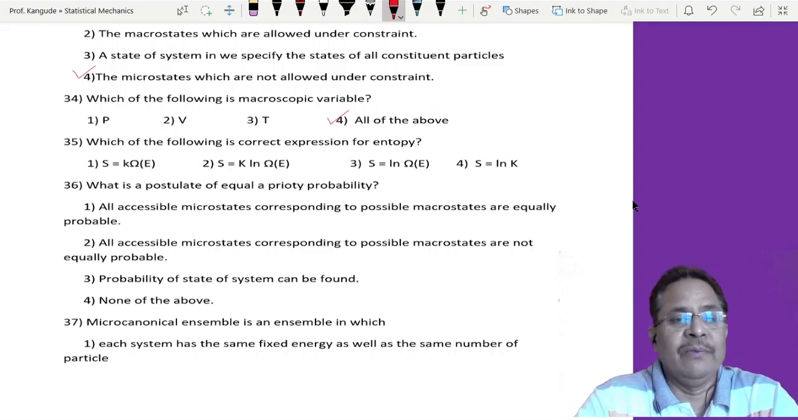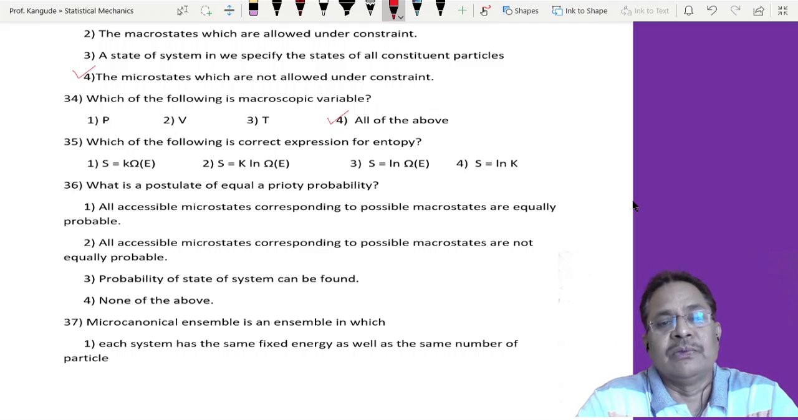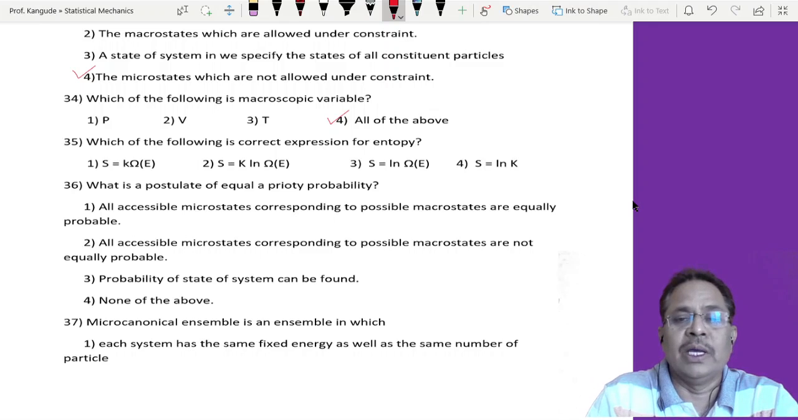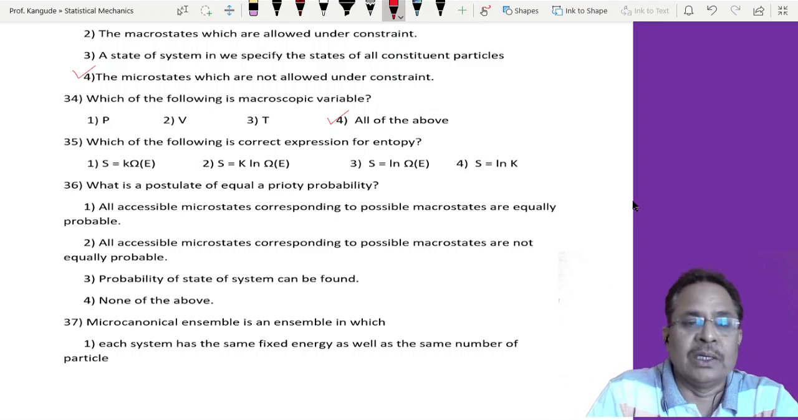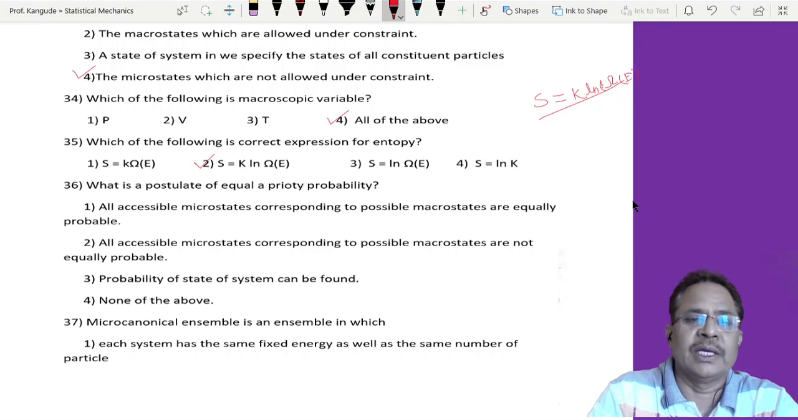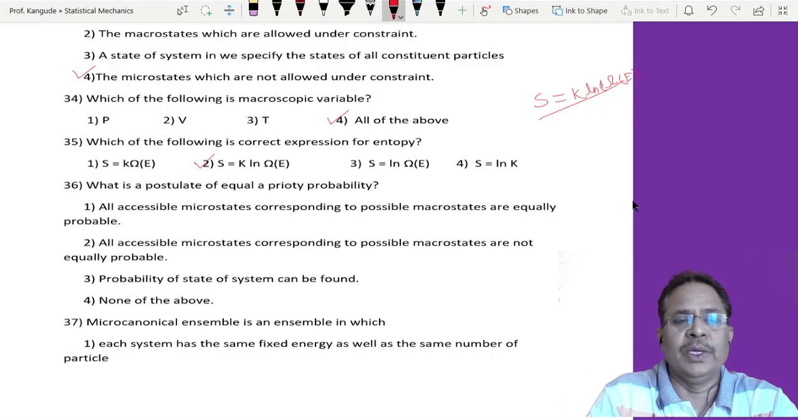Then question number 35, which of the following is the correct expression for the entropy? And this is what is called the Boltzmann formula for entropy. So S is equal to k omega E, S is equal to k times ln omega E, S is equal to ln omega E, and S is equal to ln k. Out of that, option 2 is most correct. So this is what entropy S is given by k, that is called the Boltzmann constant, into log of omega of E, that is called the accessible states or density of the states. So S is equal to k ln omega is the correct expression for the entropy of the system.